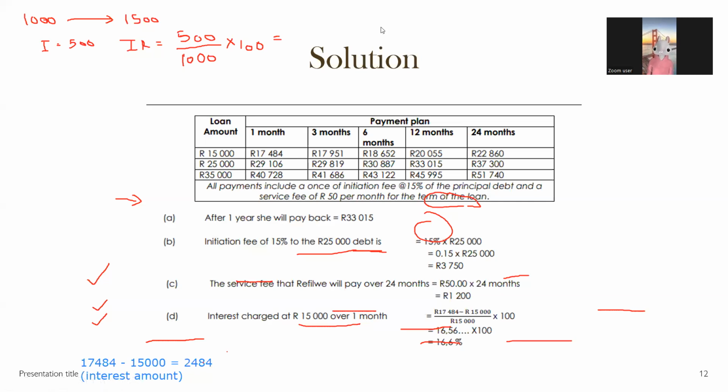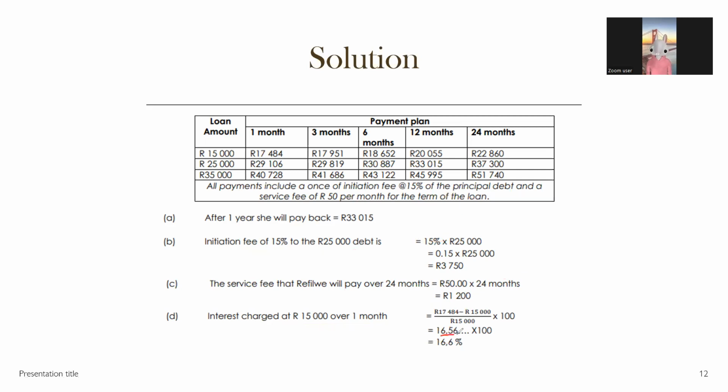Let me just show you the answer quickly. There we go. And then you convert to one decimal place. So it's 16.6. And remember, the interest rate must be in a percentage, right? It must be in a percentage. Okay, so we have 16.6%.